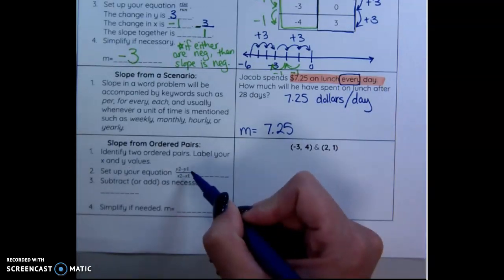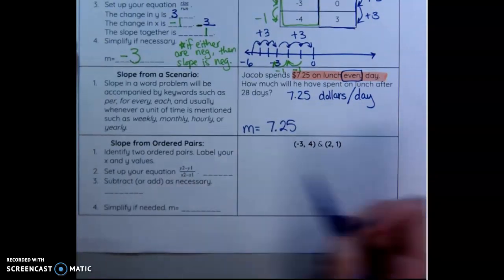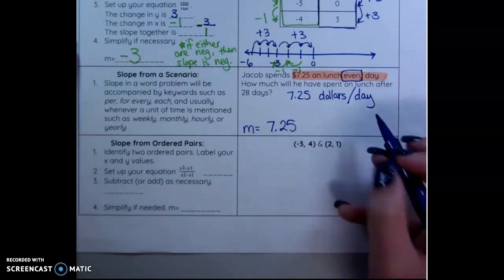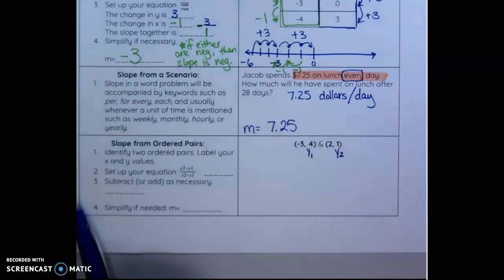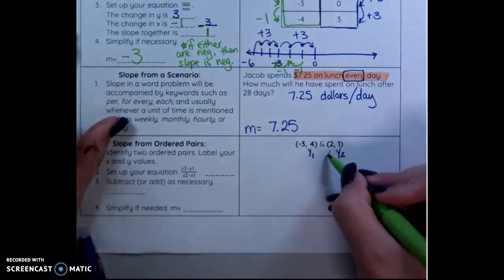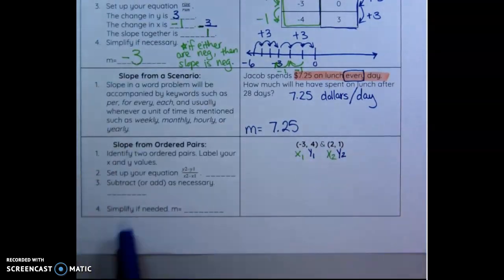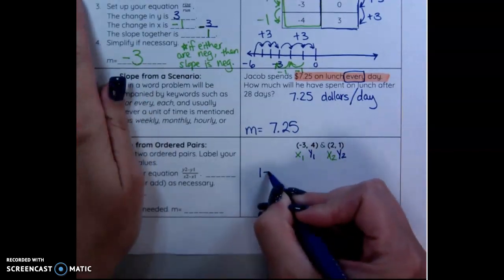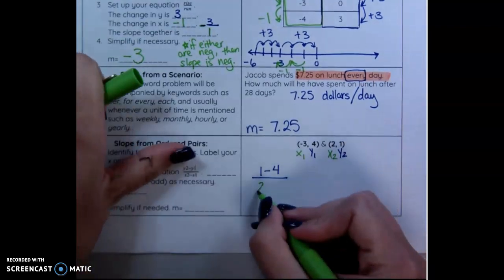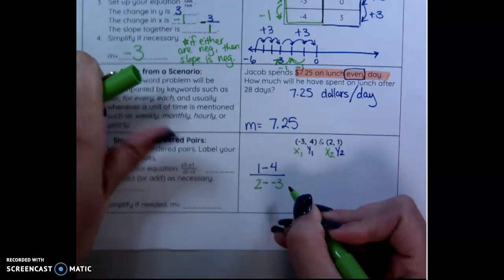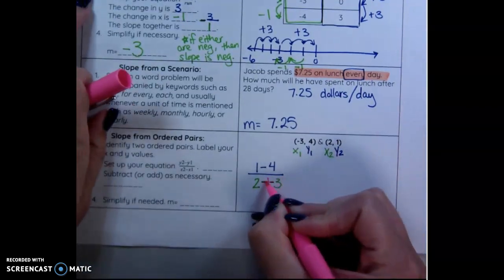This is your slope equation, y2 minus y1 over x2 minus x1. Okay, so your second y minus your first y. So this is my y2, y1. This is x2, okay, your 2's go together, and x1. So now you set up your equation. I have 1 minus 4, and then 2 minus negative 3. Now whenever you subtract a negative, it becomes adding.